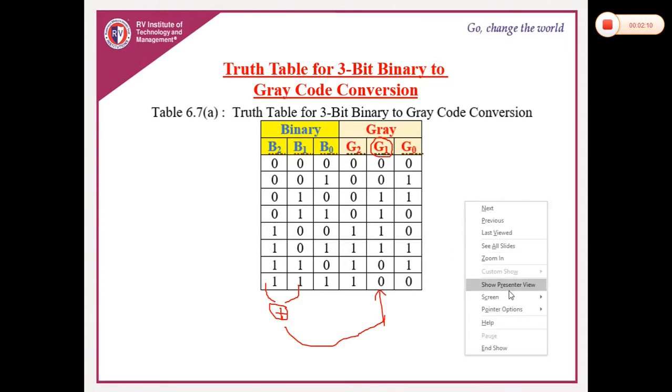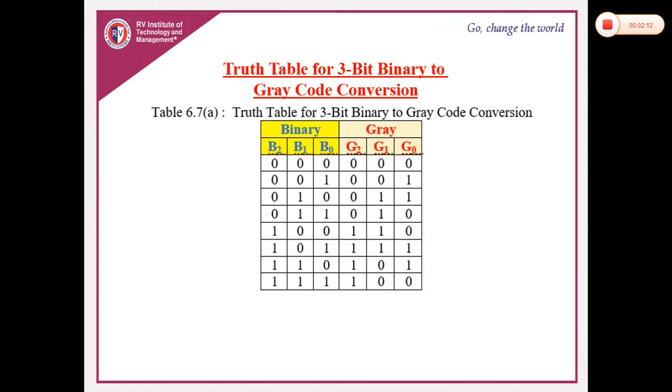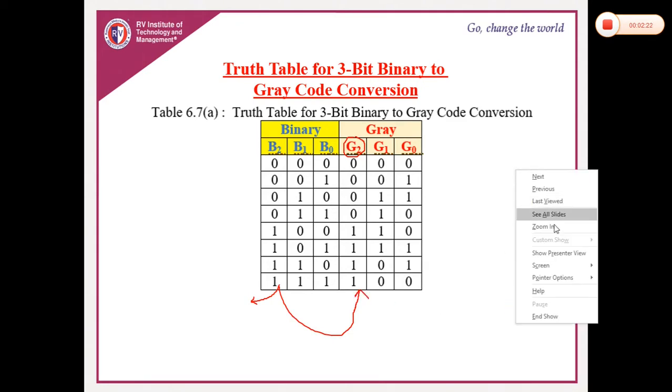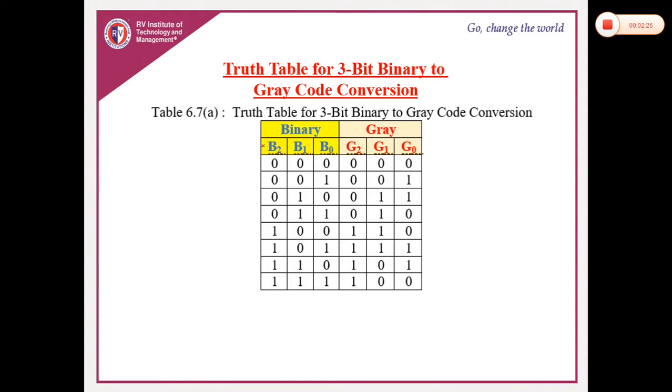Then you can see how to get G2. G2 is obtained by XORing B2 with the neighbor. There is no neighbor, so you just take whatever is there in B2 as G2. So this is how we will do this. If there is a G3, again you can go for B3, if there is a higher bit. In order to conclude, G0 is obtained by XORing these two, B0 and B1.